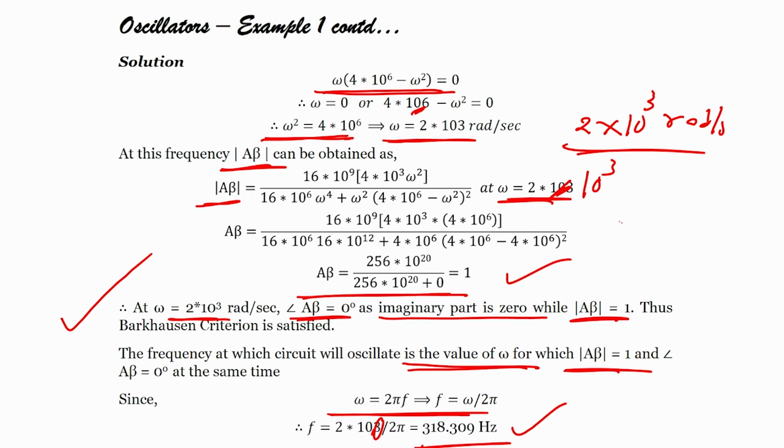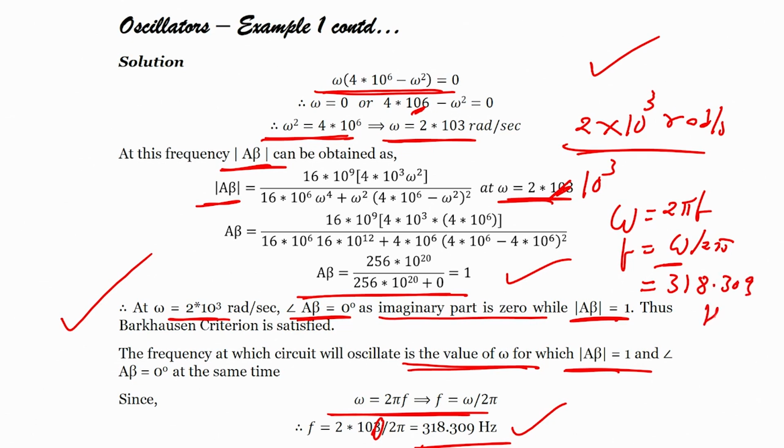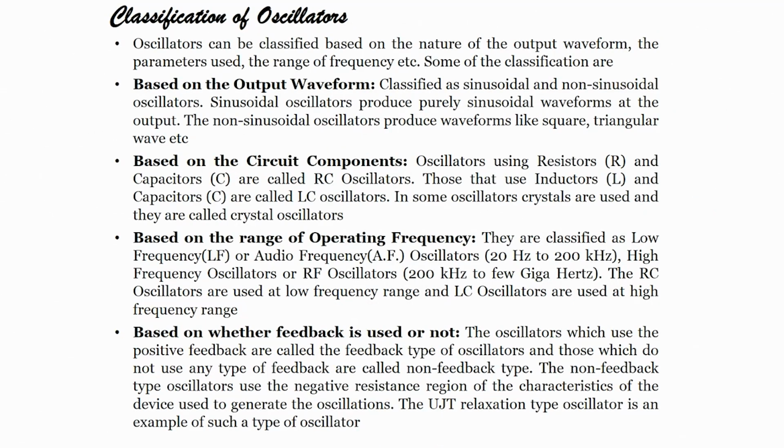So, it is very easy. Omega we already know, omega is 2 pi f or f equals omega by 2 pi. We already know what is omega, omega is 2 into 10 raised to power 3 radian per second. So, we substitute the value and we get the value of f equals 318.309 hertz, which is the starting frequency for the oscillator. So, we have found out that this satisfies the Barkhausen criterion and we have found out the value of frequency. Two things we have found out.